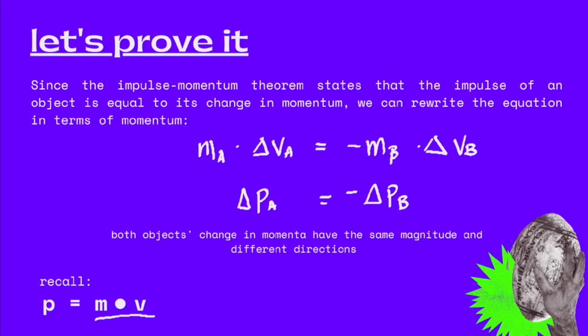And this basically proves that since the change in momentum of both objects in the system, object A and object B, are of equal magnitudes, there is no loss or addition of momentum in the system, but simply a transfer from or between the objects.